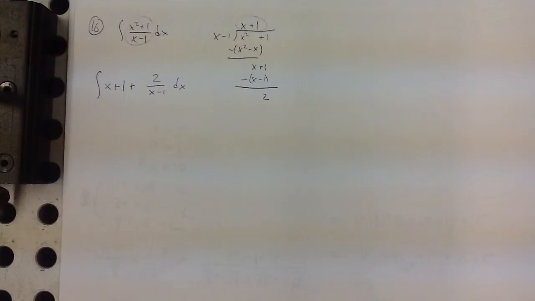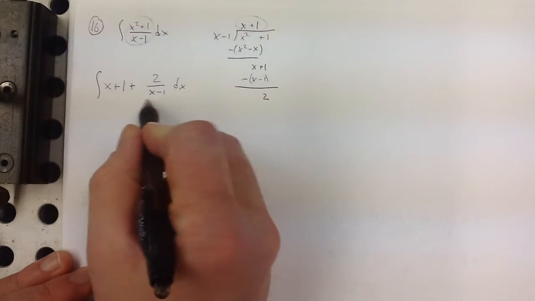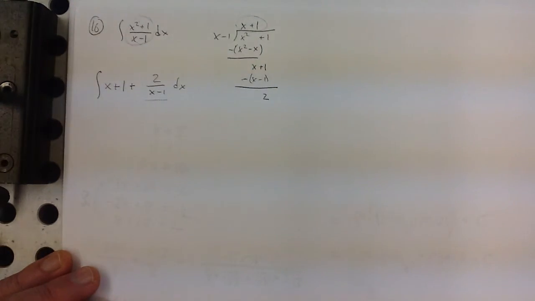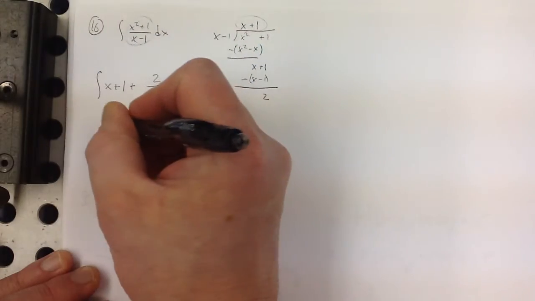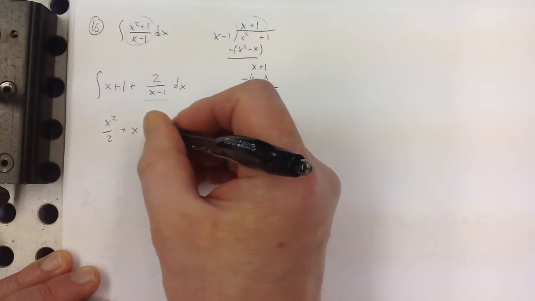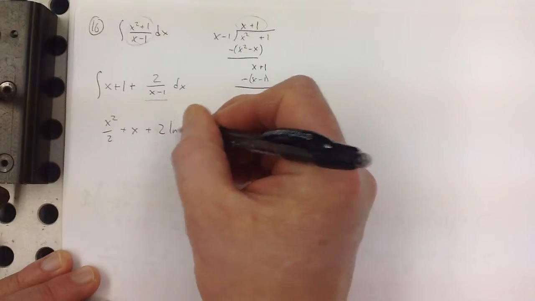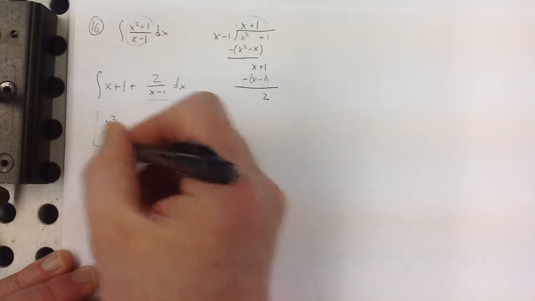And then the book, they squeezed a couple of problems in like this. 15 is like this also. At this point, we don't have to do integration by partial fraction decomposition because this is already just an easy integral to do, right? So antiderivative of x is x squared over 2. Antiderivative of 1 is x, plus 2 natural log x minus 1, plus c.